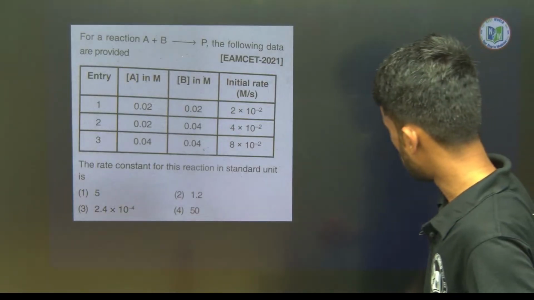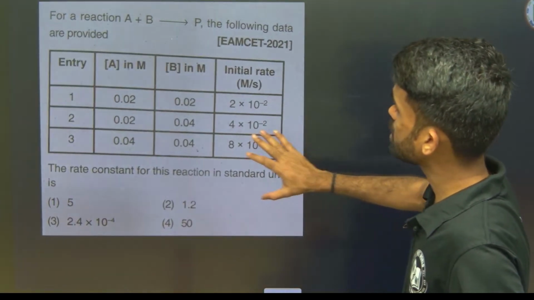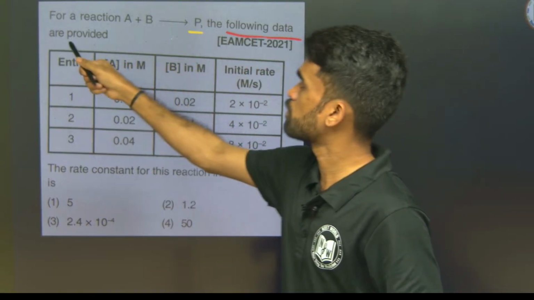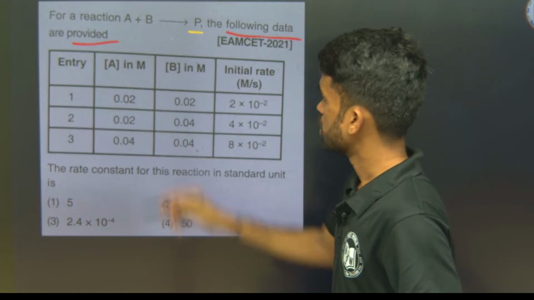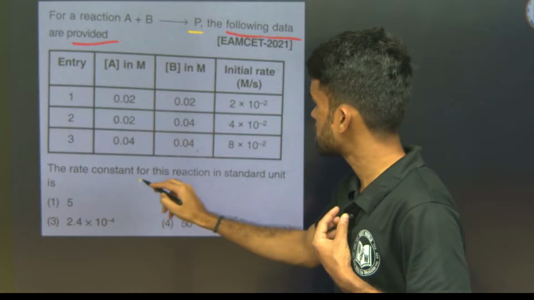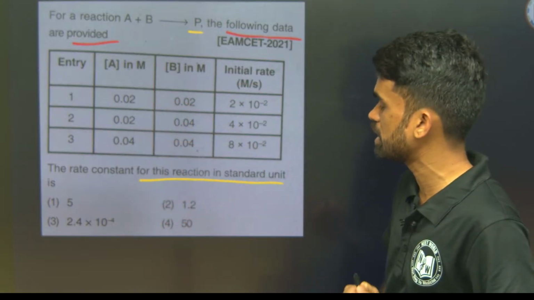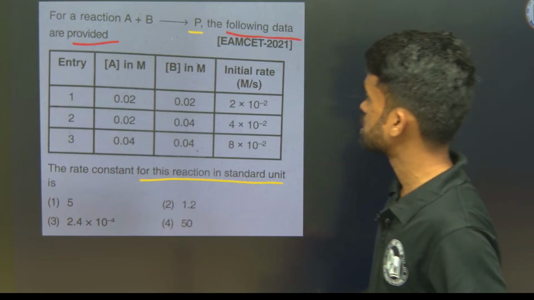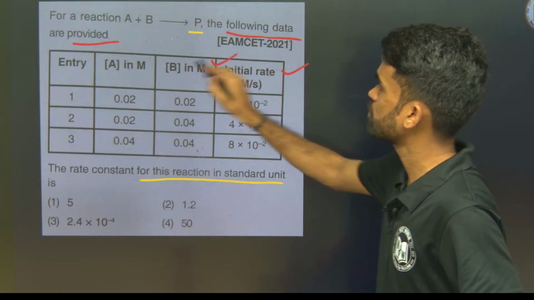Next, look at here. For a reaction A plus B giving rise to product, the following data were provided. This is the data provided. The rate constant for this reaction in the standard unit is? So how can you solve this? Rate constant they are asking. Rate is given, and the concentrations of A and B are also given.